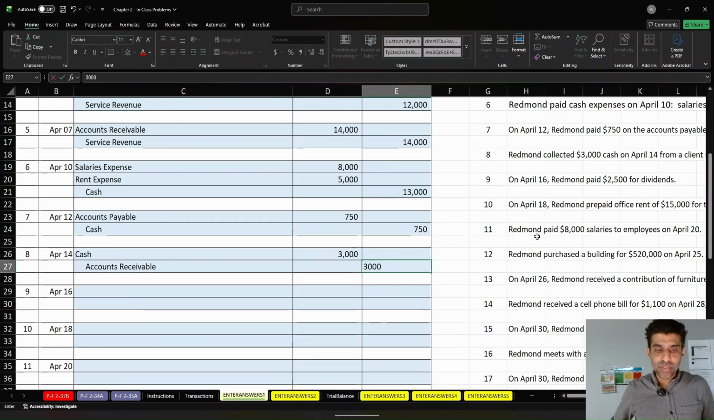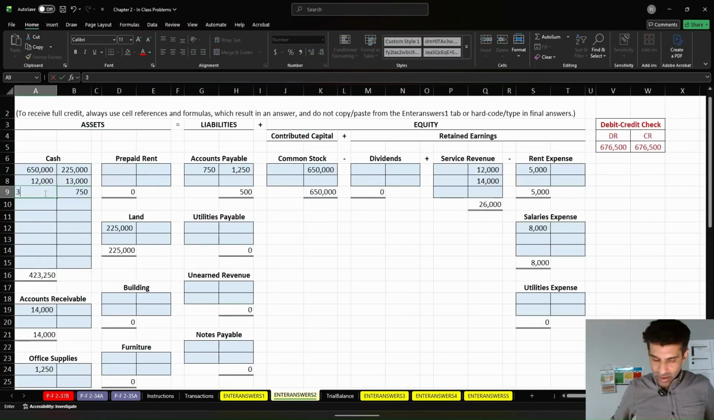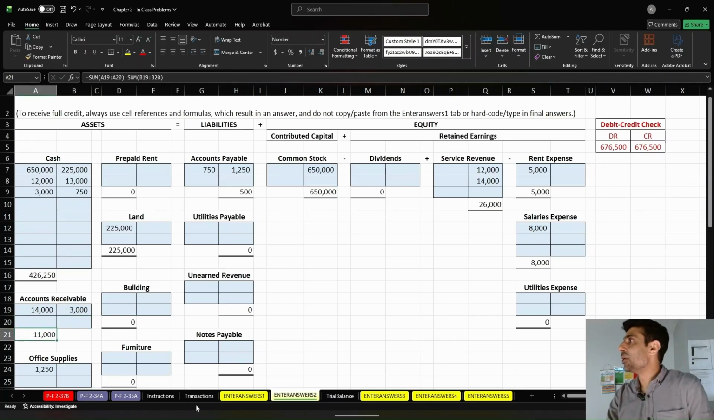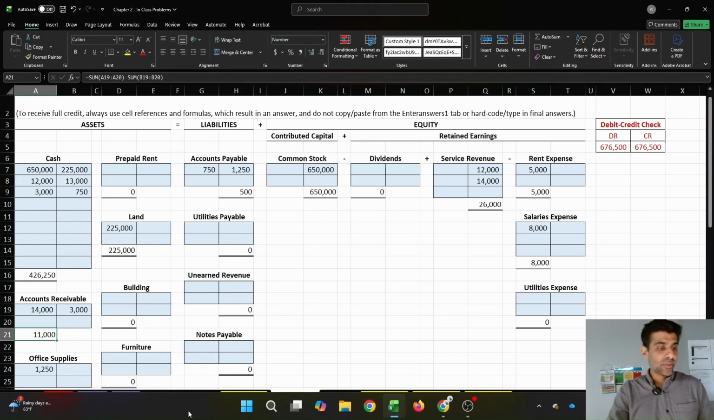Now they didn't pay us off everything. They're just making a payment, right? So if I just post this, 3,000 debit to cash, 3,000 credit to accounts receivable, we now have the balance of how much they still owe us of 11,000. Okay? So that's kind of the beauty of the system too. All you have to do is just keep track of the payments and the balances will just automatically update to what their most current status is. Okay?